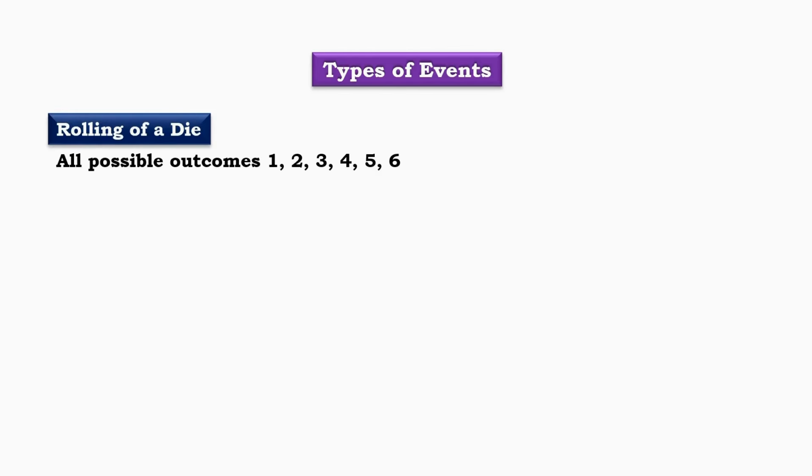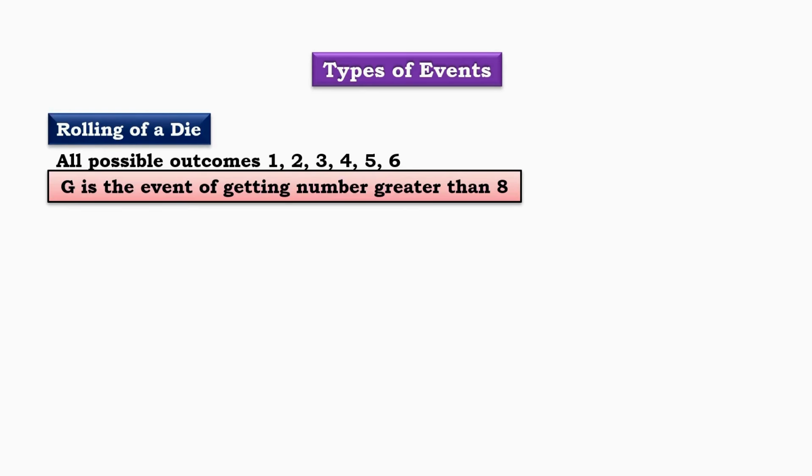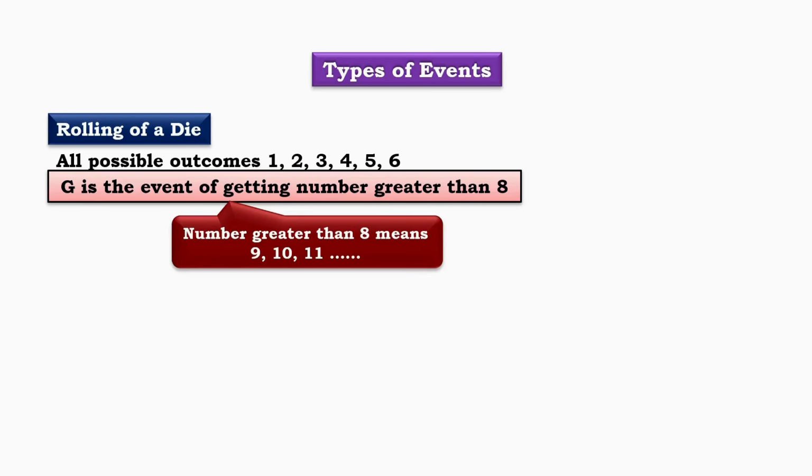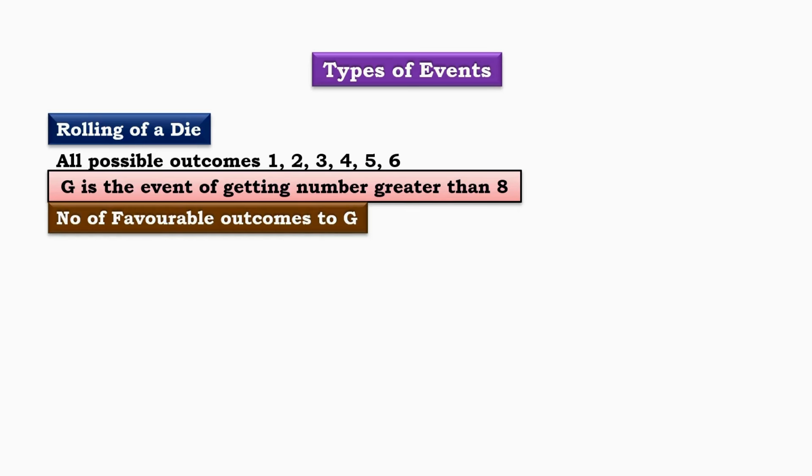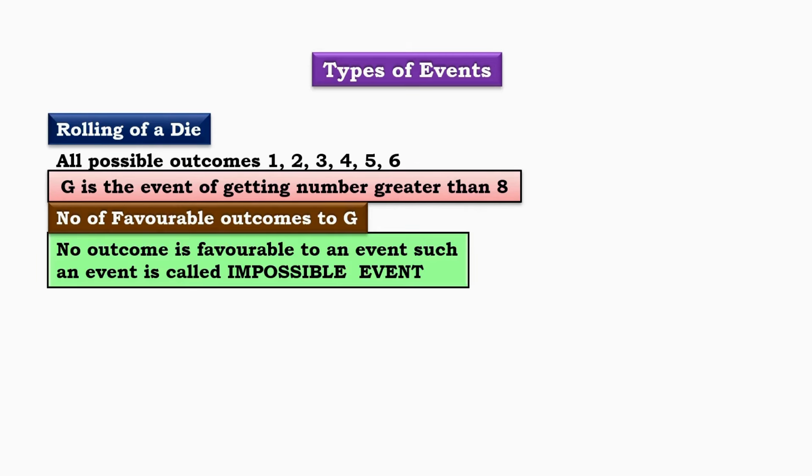Now let us take one event G of getting a number greater than 8. Do you think it is possible? Greater than 8 means 9, 10, 11, 12. Is there any such number on the dice? No, there is only 1 to 6. So getting a number greater than 8 is never possible, right? So the number of favorable outcomes to G here is 0. If no outcome is favorable to an event, then such an event is called an impossible event.